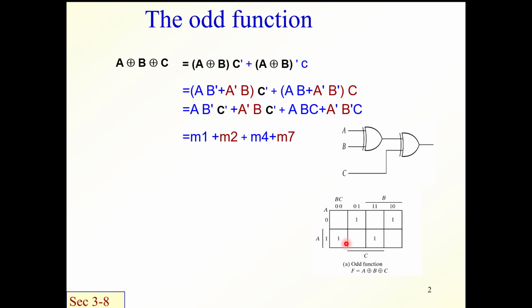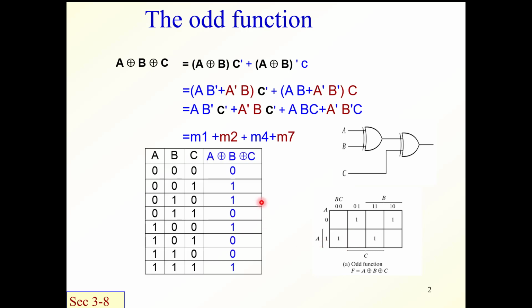You cannot simplify it. Now this is the truth table for this circuit. Okay, here it's equal to 1. It's the odd function. It counts the number of ones at the input. Here the number of ones are odd, so it gives me a 1. Here the number of ones at the input are odd. It gives me a 1. The same thing goes here and here.